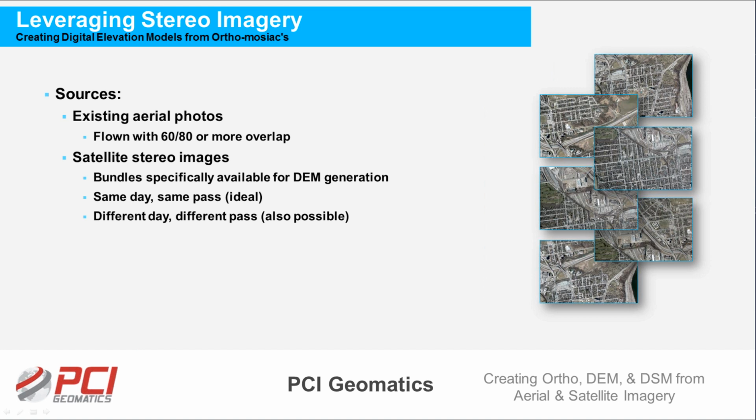Generally, most data providers will bundle stereo satellite data for DEM extraction separately. And generally, stereo pairs are a left image and a right image that need to be combined in order for the terrain modeling to happen. Also, PCI prefers same-day, same pass, but it's also possible to do a different day and different pass when it comes to satellite data requirements.